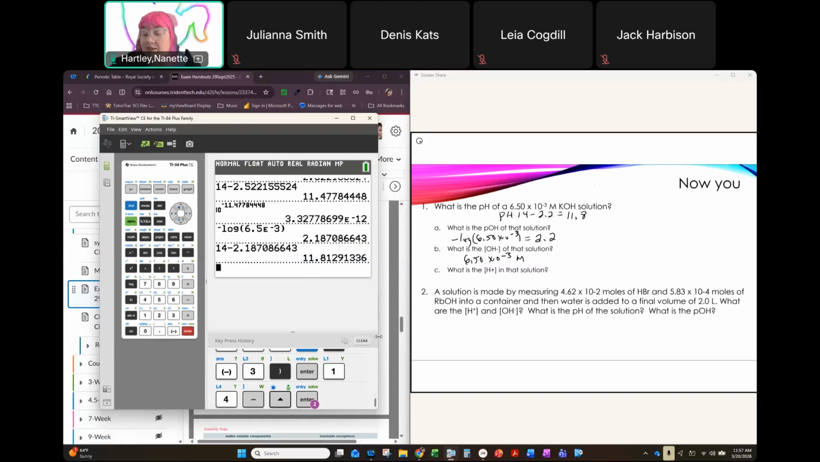And of course, we need the same number of decimal places because I did a subtraction. So if I then want to go to the H plus, I take 10 to the negative pH. Or I can take 1 times 10 to the minus 14th divided by the OH minus concentration. Either one works.